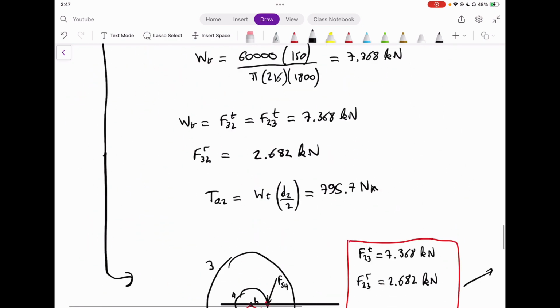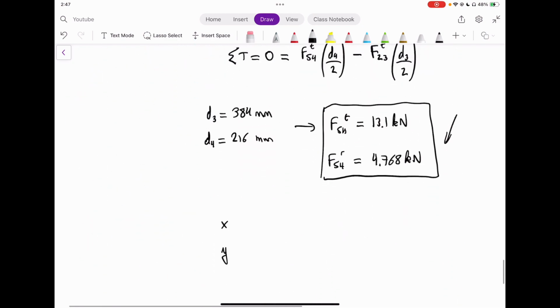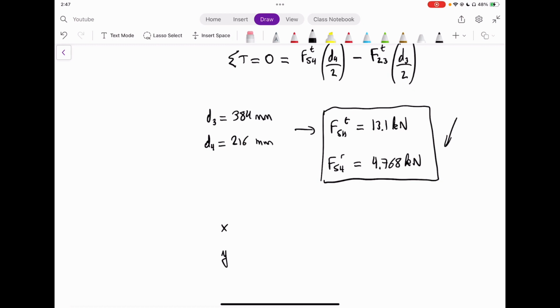Okay, so in the next lecture, what we're going to do is an extra example problem. This extra example problem will ask you to find the force and the torque as well on the final gear. So we're going to look at the final gear as well as the idler gear. So we'll see you in that video.